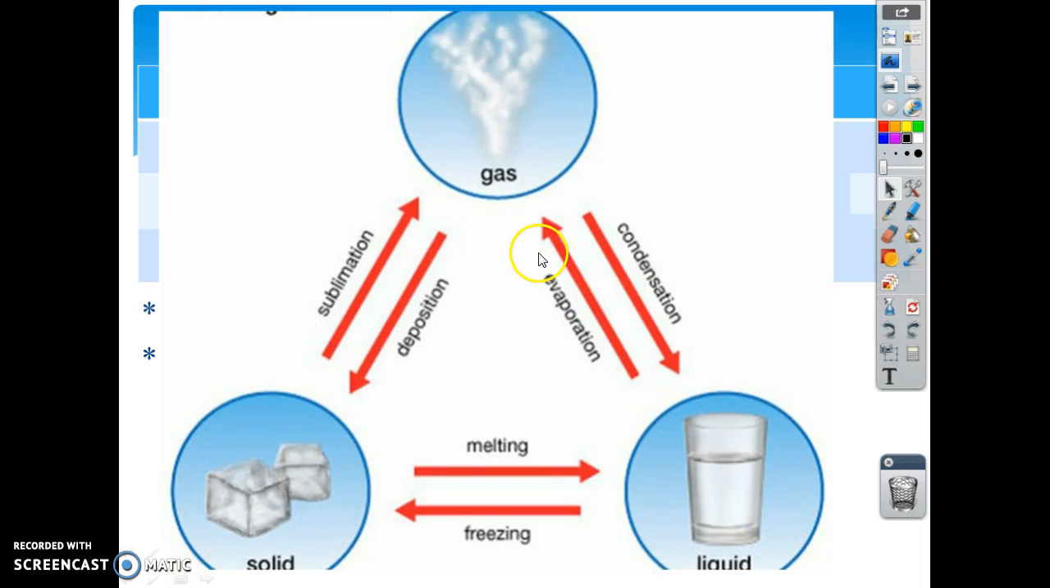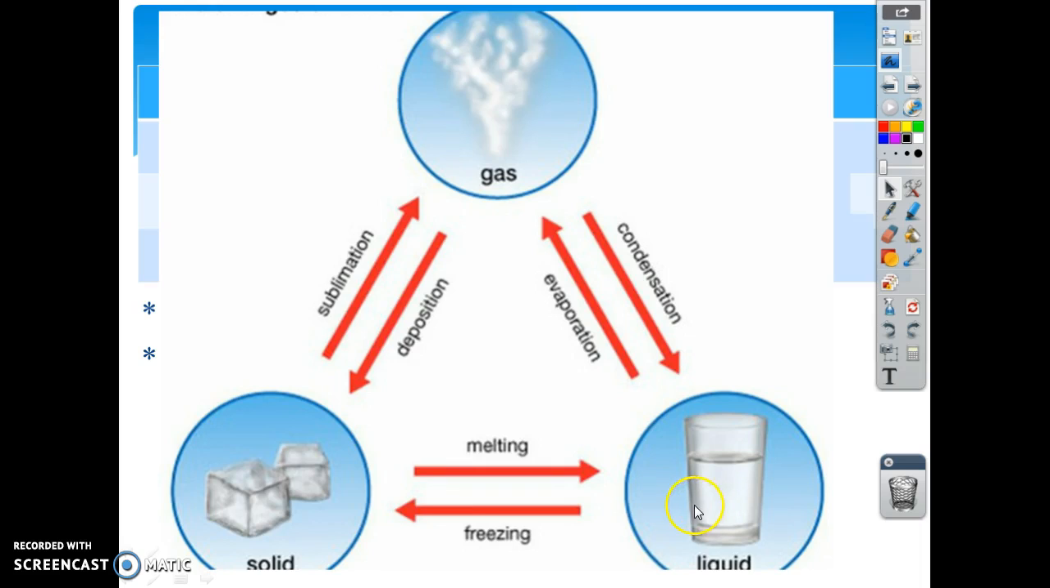So think about our changes of state here. Let's start down here with our solid. Our solid had what kind of kinetic energy? Low kinetic, high potential energy. And if we went from a solid to a liquid and we melted our ice cube, we increased our kinetic energy and lowered our potential energy. I went from a definite shape and volume to a definite volume and something that takes the shape of the container.